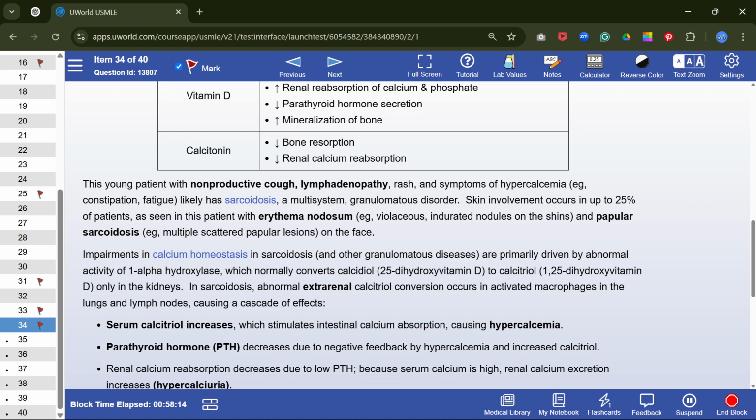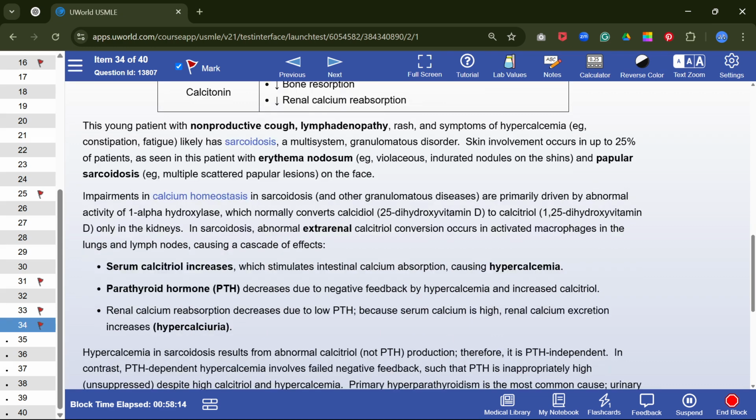Parathyroid hormone decreases due to negative feedback by hypercalcemia, increasing calcitriol. Renal calcium reabsorption decreases due to low PTH. Serum calcium is high, so renal excretion increases.